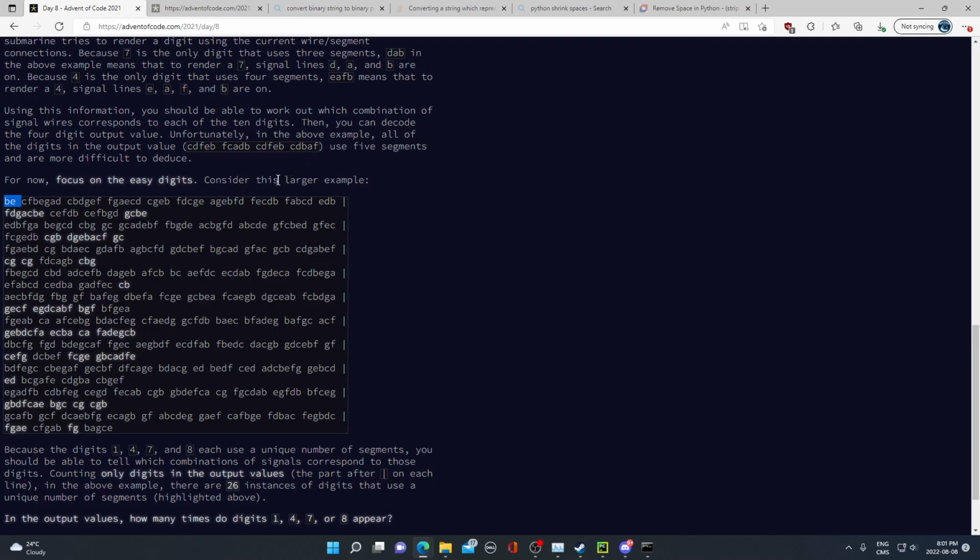This problem is so out of it. We don't care about. Why is CBG unique when it's GCB? I guess that makes a bit of sense. FDGACB. FDGACB. Okay.